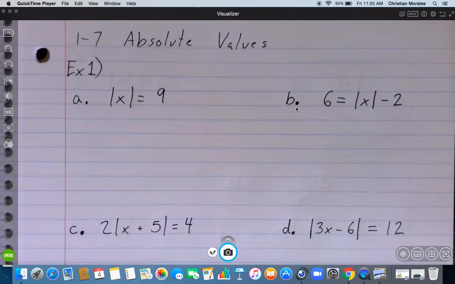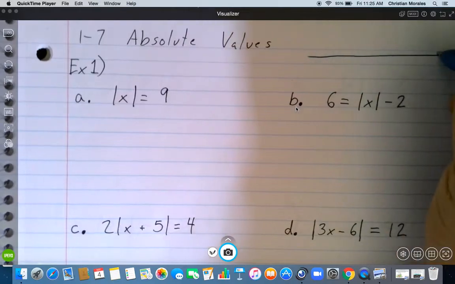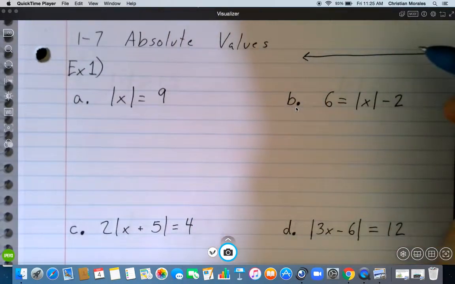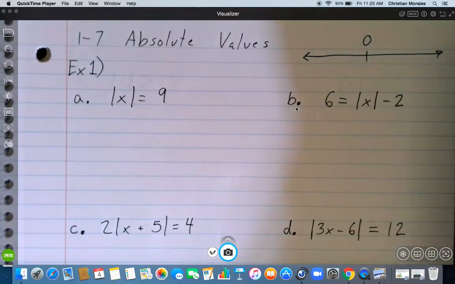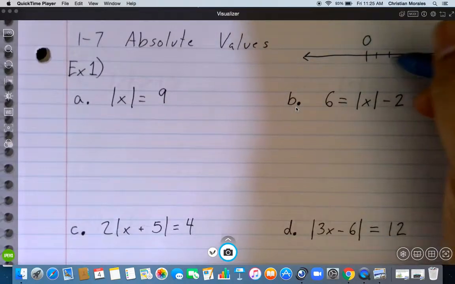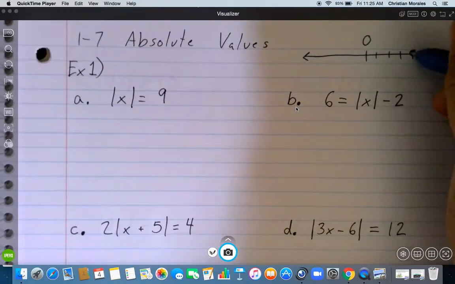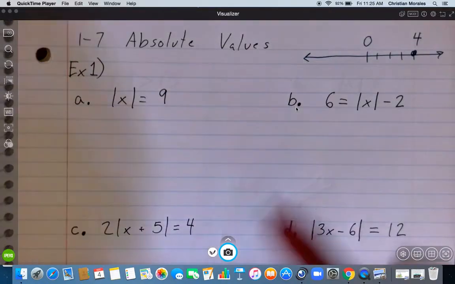1-7 absolute values. We're going to look at equations and inequalities with absolute values. In case you don't know what absolute values are, on a number line, if I ask you for the absolute value of a number, I'm asking you how far away from 0 is that number. Let's say I'm giving you the number 4. 1, 2, 3, 4. So here's 4. How far away from 0 is 4? Or another way to ask that question, what is the absolute value of 4?